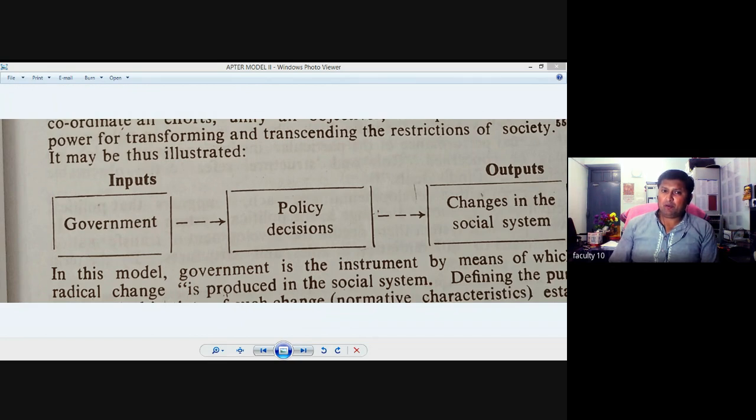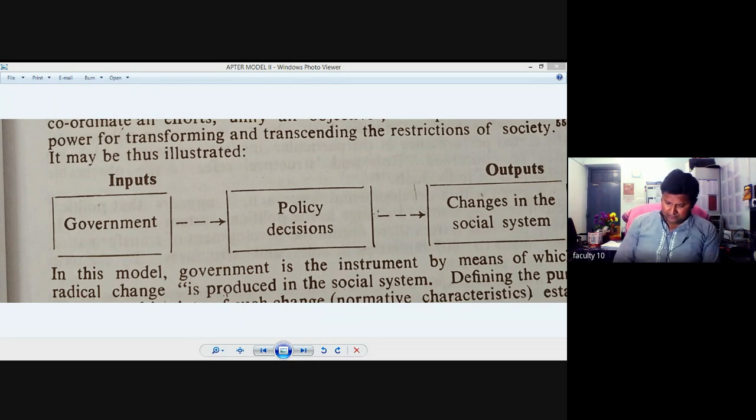So government provides input. The political system makes policy on the basis of the government's instruction, right? So it is the government instruction that contributes towards the policy decision.